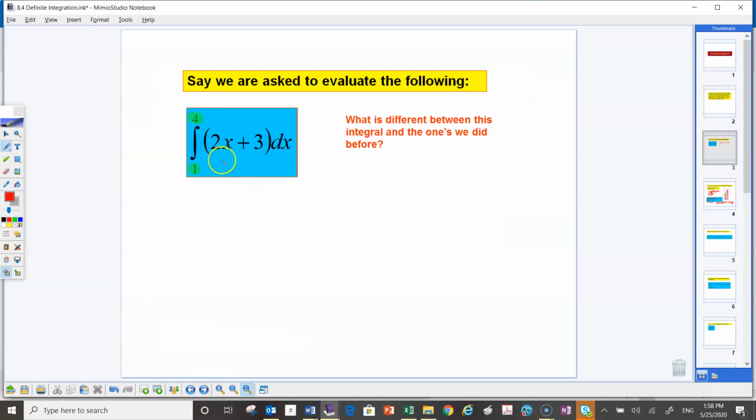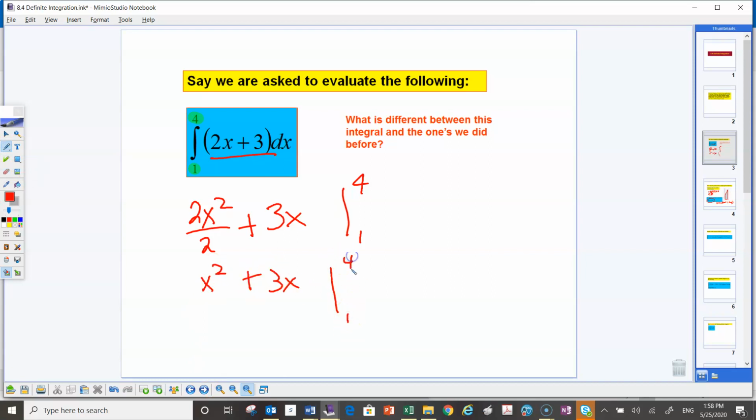So basically, if I apply my basic integration rules to 2x plus 3, I add 1 to the exponent, so I get 2x squared over 2 plus the integral of 3, which is 3x, going from 1 to 4. I'm just going to simplify this first. The 2's are going to cancel, so I'll be left with x squared plus 3x from 1 to 4. And now you plug in your upper limit first, which is 4, and then you subtract what you get when you plug in the lower limit.